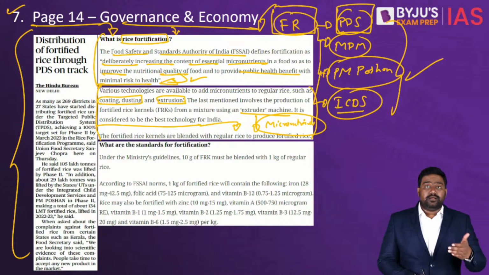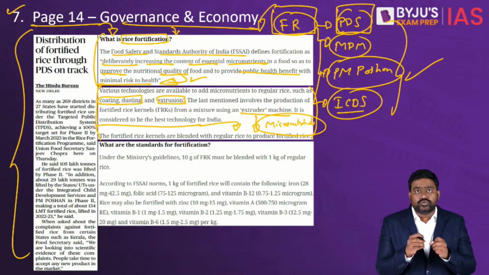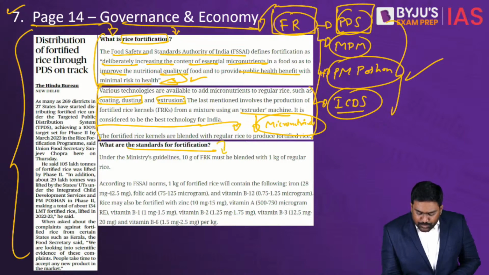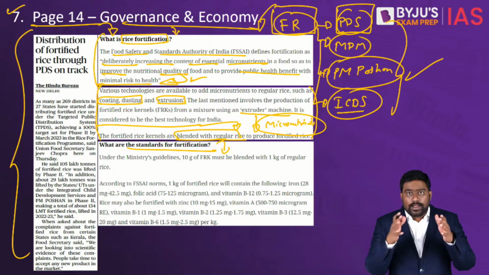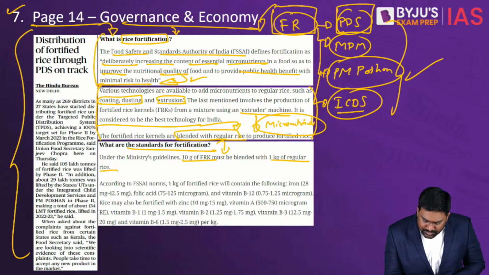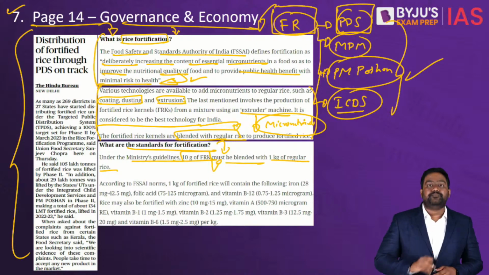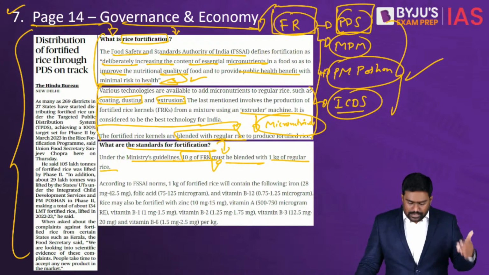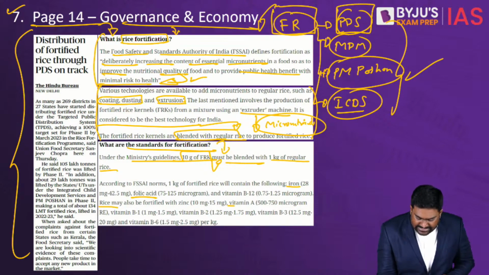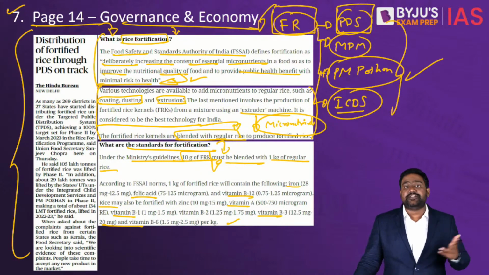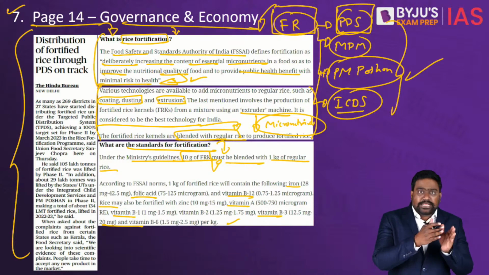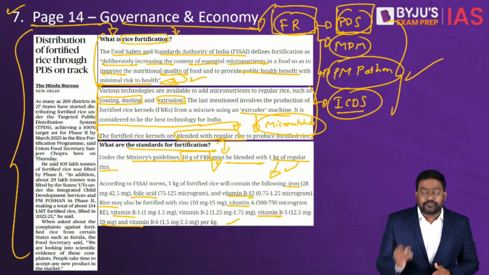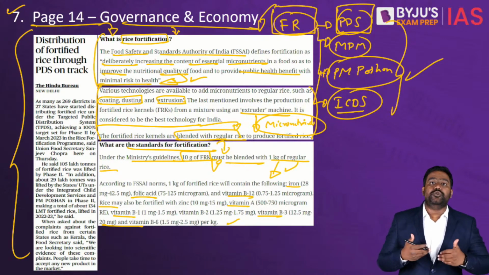And these rice kernels which are produced, which are rich in micronutrients, they are mixed with your regular rice. They are blended. The standard in India is that for every 1 kg of rice, 10 grams of fortified rice kernel should be blended. Fortified rice kernels are rich in iron, in folic acid, in all essential micronutrients, including essential vitamins, vitamin A, B12, B3, B6, etc. Using all these micronutrients, these rice kernels are produced artificially, and 10 grams of it is mixed with 1 kilogram of rice. That is sufficient to meet our micronutrient requirement.